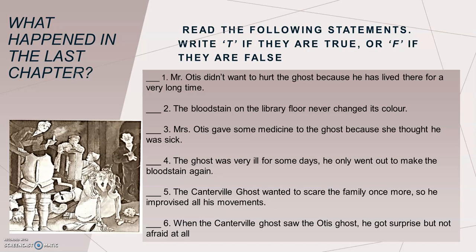5. The Canterville Ghost wanted to scare the family once more, so he improvised all his movements. And finally, number 6. When the Canterville Ghost saw the Otis Ghost, he got surprised, but not afraid at all. Right? Remember, copy this activity in your copybook, and then write true or false according to the book.